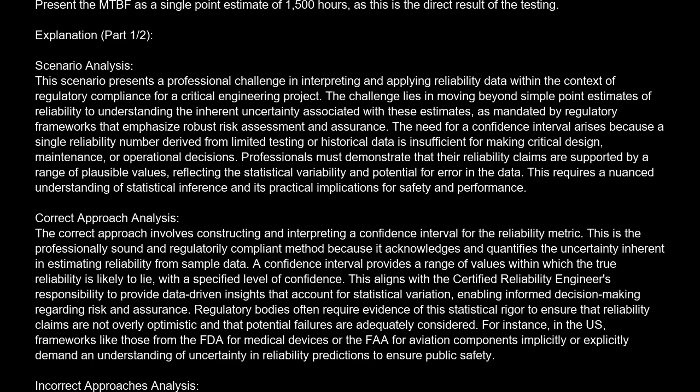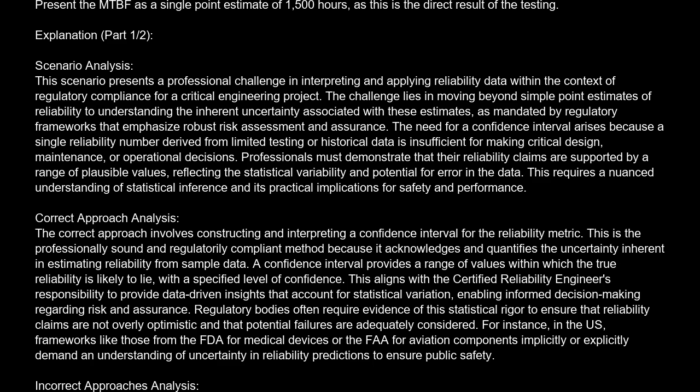This aligns with the certified reliability engineer's responsibility to provide data-driven insights that account for statistical variation, enabling informed decision-making regarding risk and assurance. Regulatory bodies often require evidence of this statistical rigor to ensure that reliability claims are not overly optimistic and that potential failures are adequately considered. For instance, in the U.S., frameworks like those from the FDA for medical devices or the FAA for aviation components implicitly or explicitly demand an understanding of uncertainty in reliability predictions to ensure public safety.